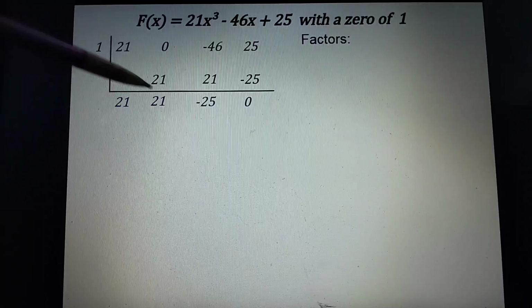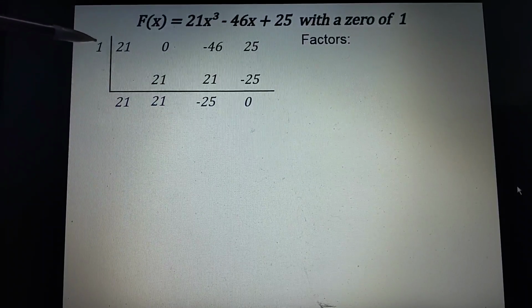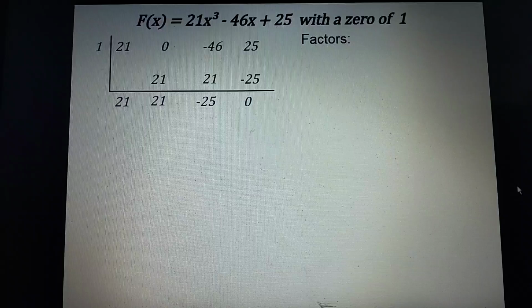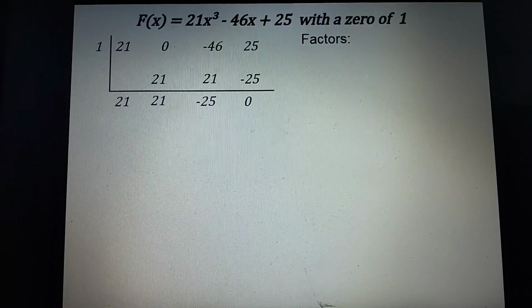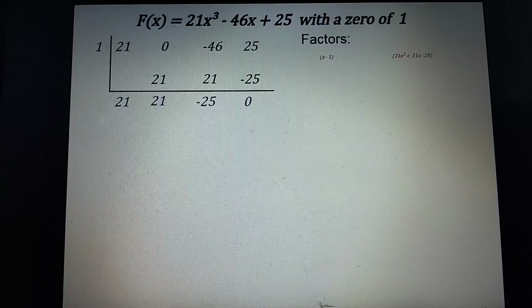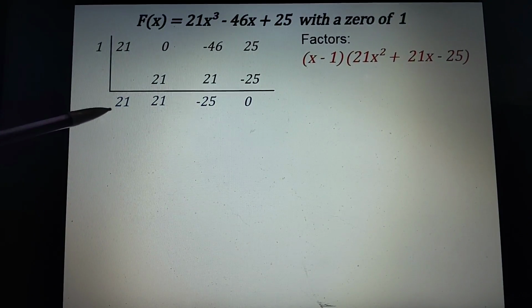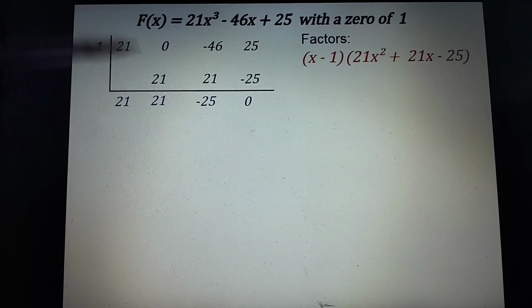Okay, again, because we know this is a factor, it has to end up with a 0 here. So we're going to do the same steps that we did before. We're going to write down our factors. So if we got 1, that means it had to start as x minus 1. And then this becomes 21x squared plus 21x minus 25.